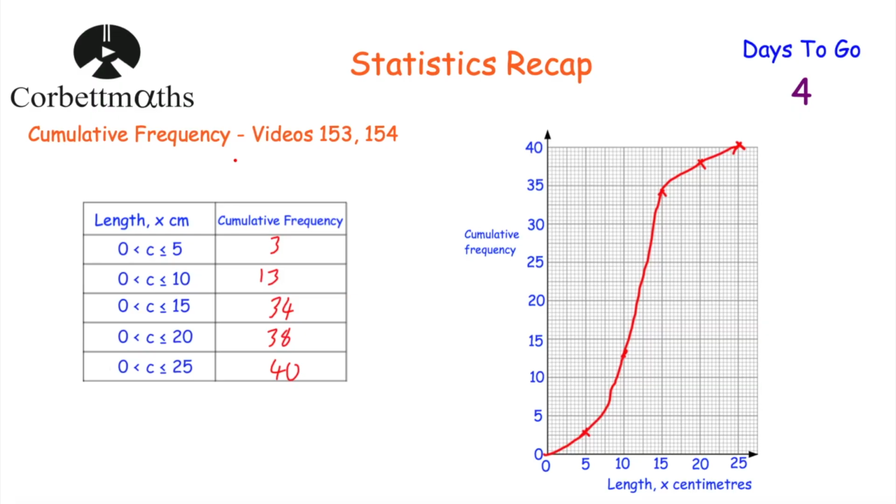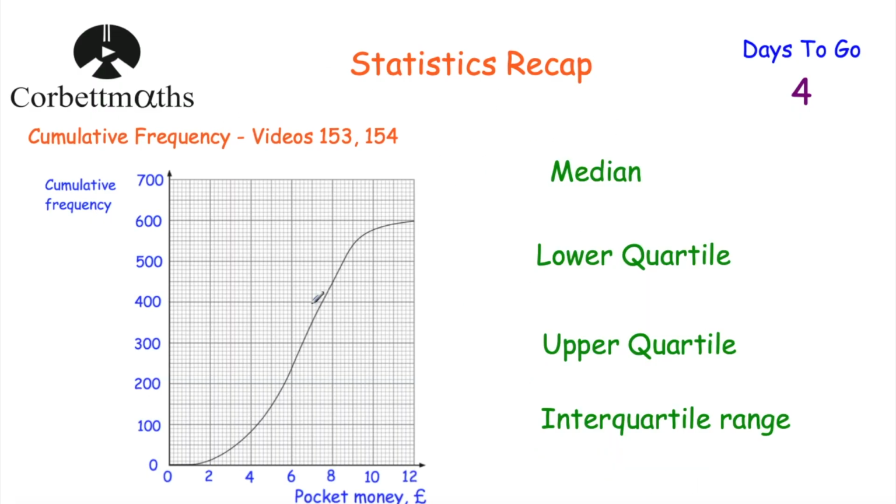Now in terms of answering questions on them, sometimes you might be given a cumulative frequency curve drawn for you, or you might have drawn your own one, and then you're asked to work out things such as the median, the lower quartile, the upper quartile, the interquartile range, and so on. So to find the median, you find the total frequency. In this case, the highest cumulative frequency is 600, so there's 600 people here.